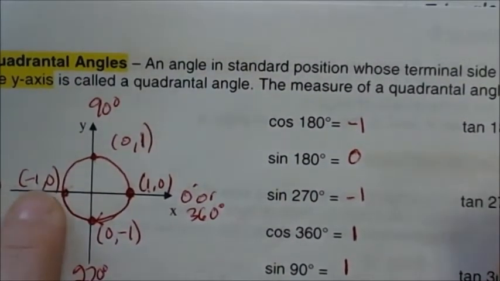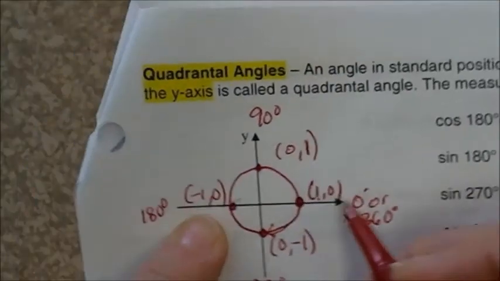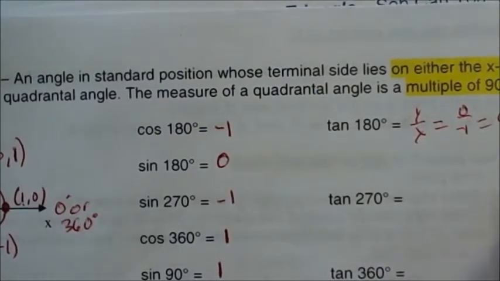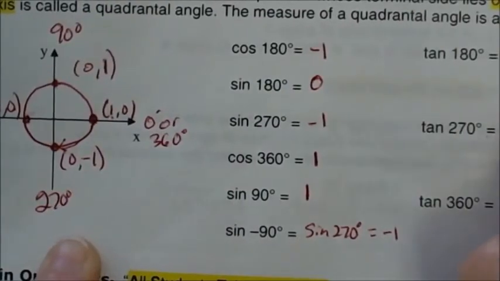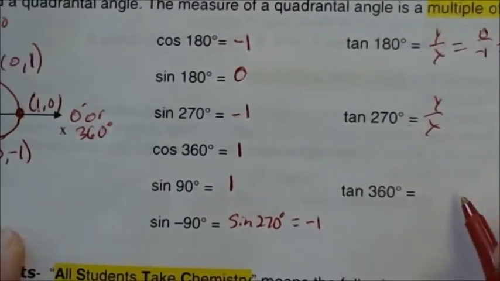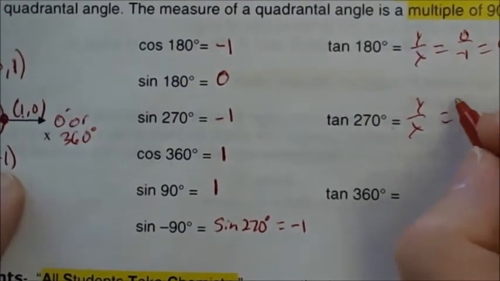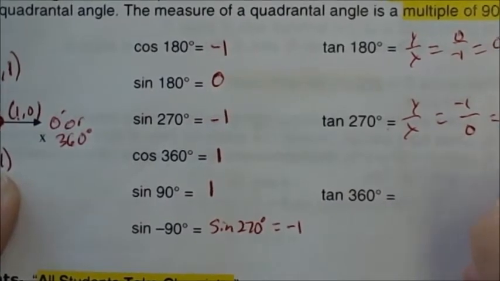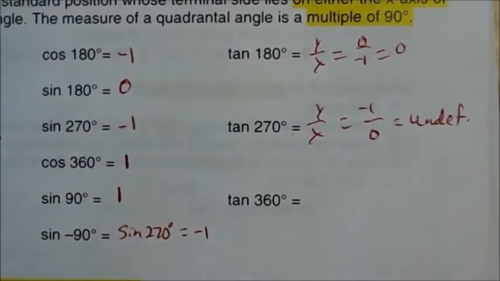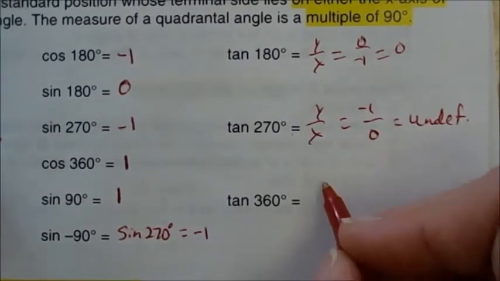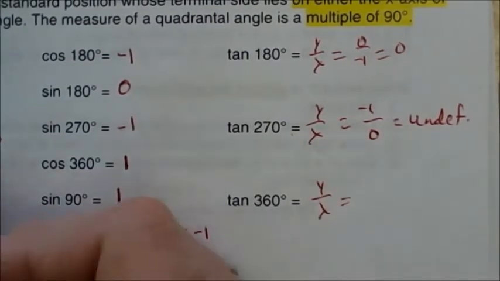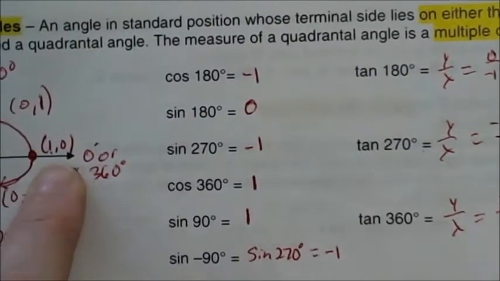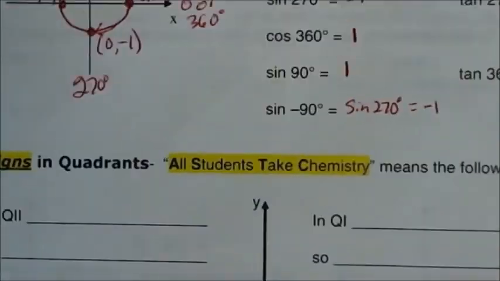Tangent of 180 is y over x. 0 over -1 is 0. The tangent of 270, the y over x value over here of 270, y is -1, x is 0. This is undefined. And the tangent of 360, the y over x value of 360 degrees is 0 over 1, which is 0. So these are just, again, re-emphasizing what we just did.